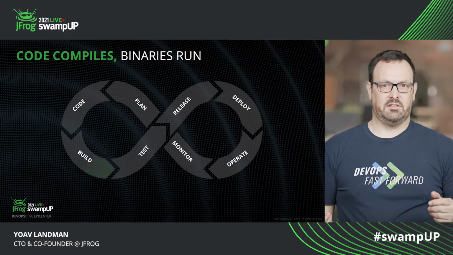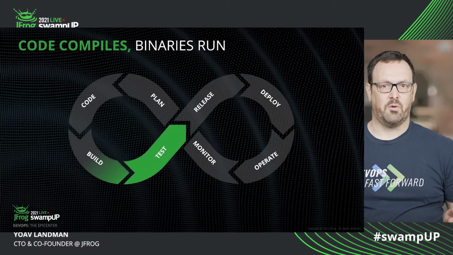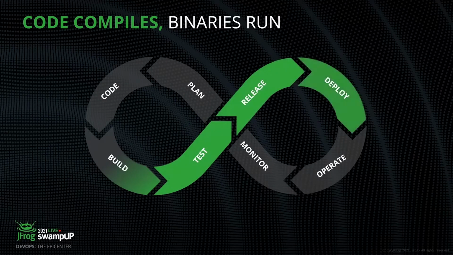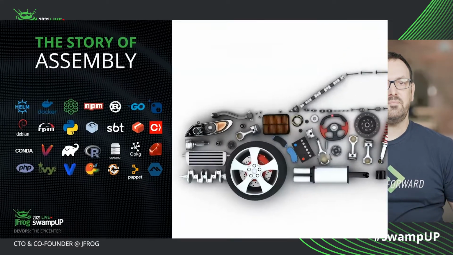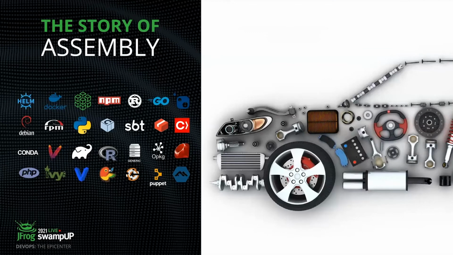It starts in the build phase, where you need binaries in order to compile, and you're of course creating new binaries. And it continues all the way to production, to the runtime. In fact, most of the DevOps infinity loop applies to binaries and is about managing these binaries. But there's a bigger story around managing binaries.